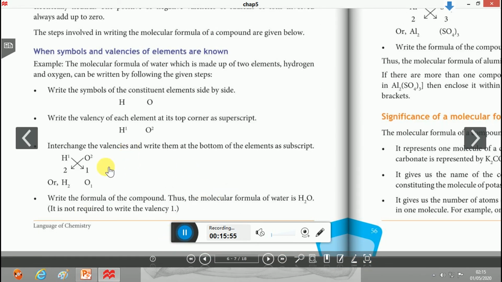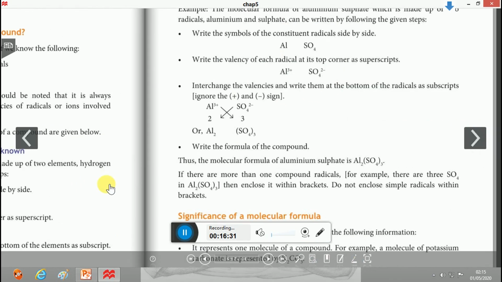Okay, so this is the criss-cross method for writing the chemical formula of the element. So first step, you should write the constituent elements side by side, and while writing you have to remember that the basic radical should be written first and the acidic radical should be written next. Then you have to write the valency on both sides, and you have to interchange these valencies. So you get the molecular formula H2O.